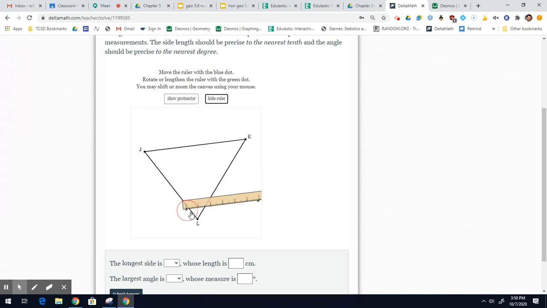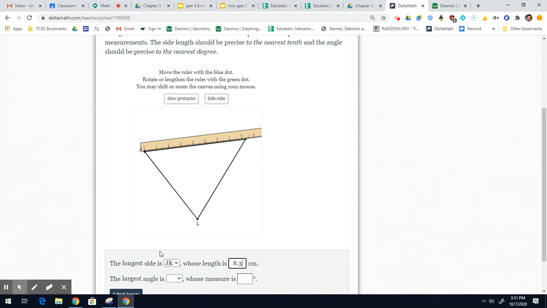Okay, let me check this one. So purple dot, green dot. Okay, that's less than 8, so that's not it. And then green dot here. That's 7. So I was right. It's 8.3. So this side, JK, is the longest side. And it is 8.3. So the longest side is JK and has a length of 8.3.